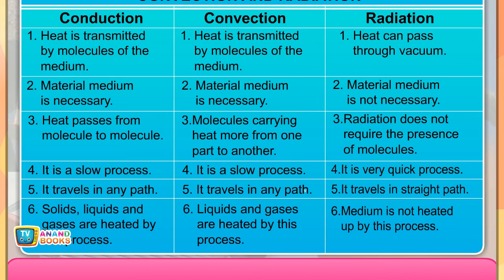Number 4. Conduction is a slow process. Convection is a slow process. Radiation is a very quick process. Number 5. Conduction travels in any path. Convection travels in any path. Radiation travels in a straight path. Number 6. Solids, liquids and gases are heated by conduction. Liquids and gases are heated by convection. In radiation, the medium is not heated up by this process.